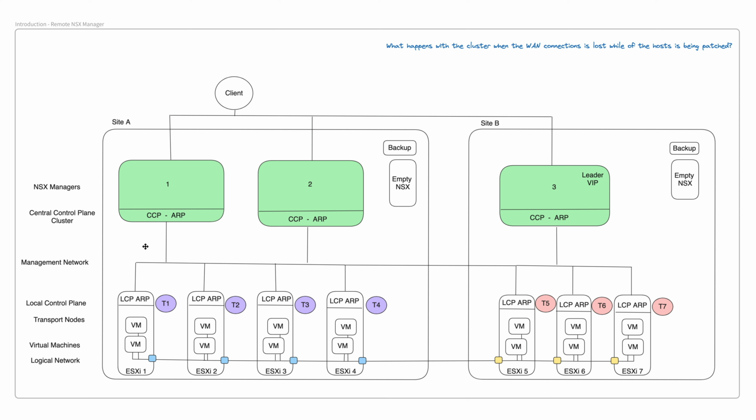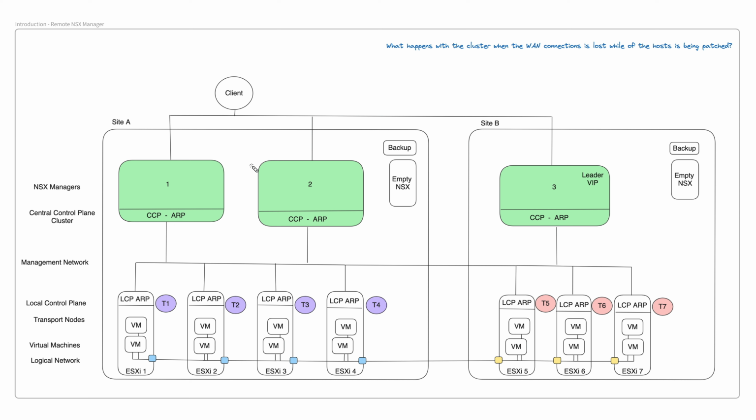So what do we have? Let's go from top to bottom. We have three manager instances, NSX manager 1, 2, and 3. You notice that the leader VIP is running here. The leader VIP means that this guy is the leader. It's an election and the leader is allowed to host the virtual IP address.